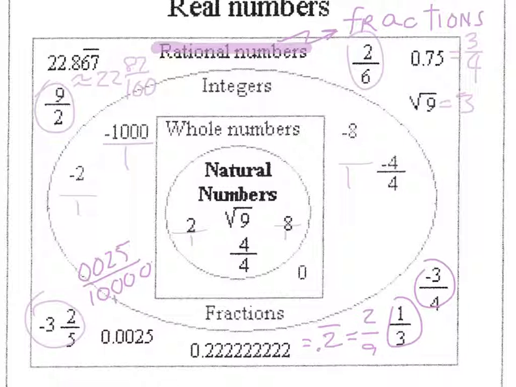I need to make an adjustment here. This is really 3 over 1 as a rational number. And while on that topic, any perfect square like 9 can be made into a rational number by solving it and putting it over 1.